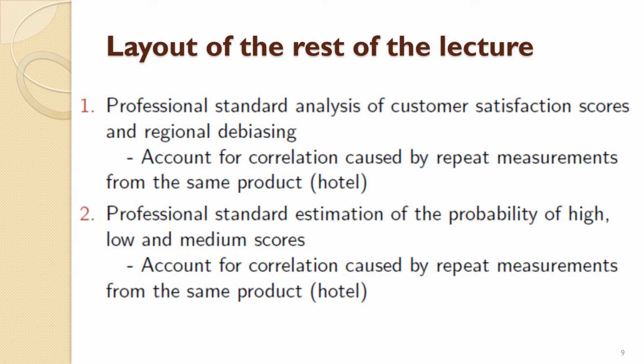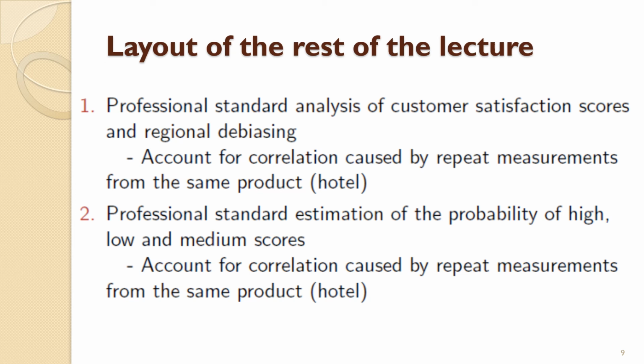And then the second problem we're going to look at is professional standard estimation of the probability of high, low and medium scores. We're going to use a generalized linear mixed model to do this. Again, it's the same basic idea, to account for correlation caused by repeat measurements from the same product, here hotel.